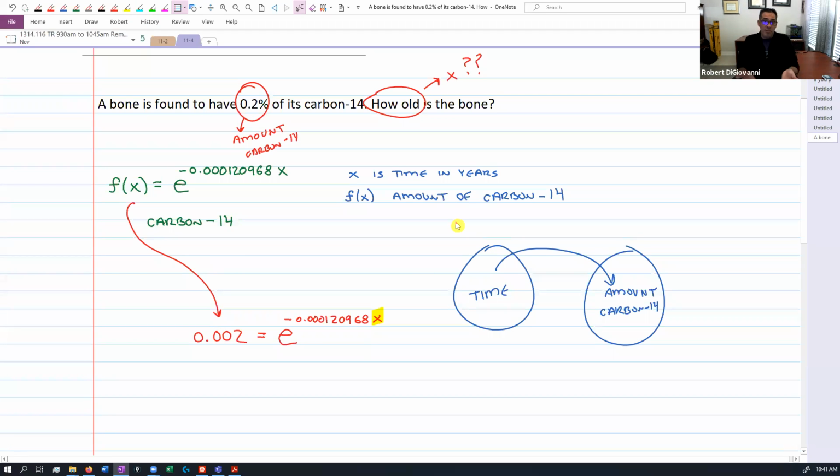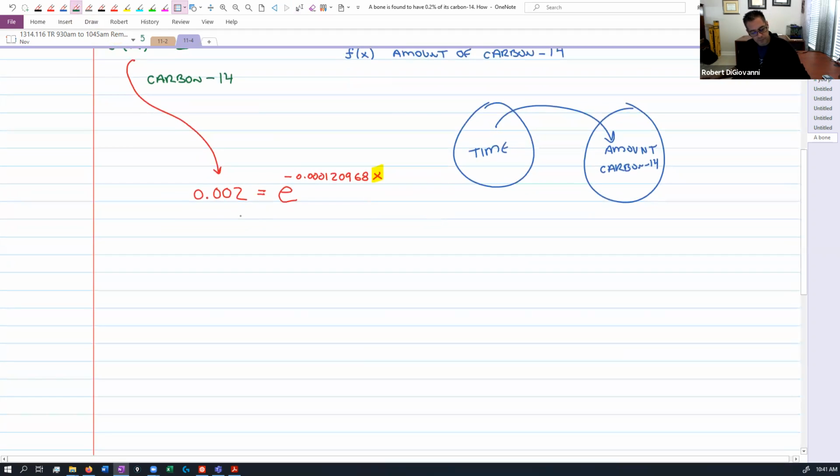And everyone here now should be more comfortable with this idea. I'm going to first create a log. The base of this log is e, because that's the base here. Then my equals, okay, e raised to, what goes on the other side of the equal? All that over there, right? Negative 0.000120968x. And then in here goes 0.002.